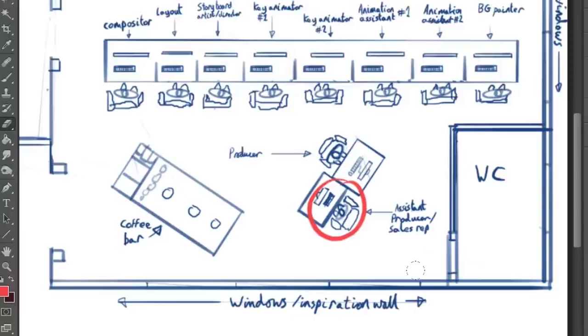So the producer can also have an assistant here. Together they can help to handle those tasks, as well as handling things like the finances going in and out and all of the paperwork that comes with that, making sure that each animator is paid, for example.